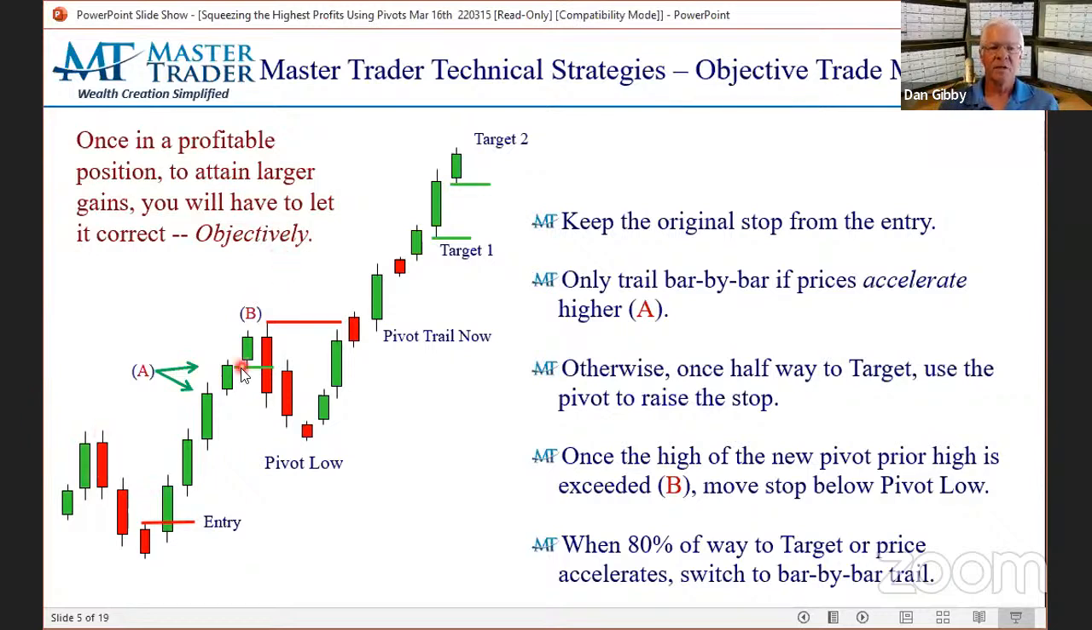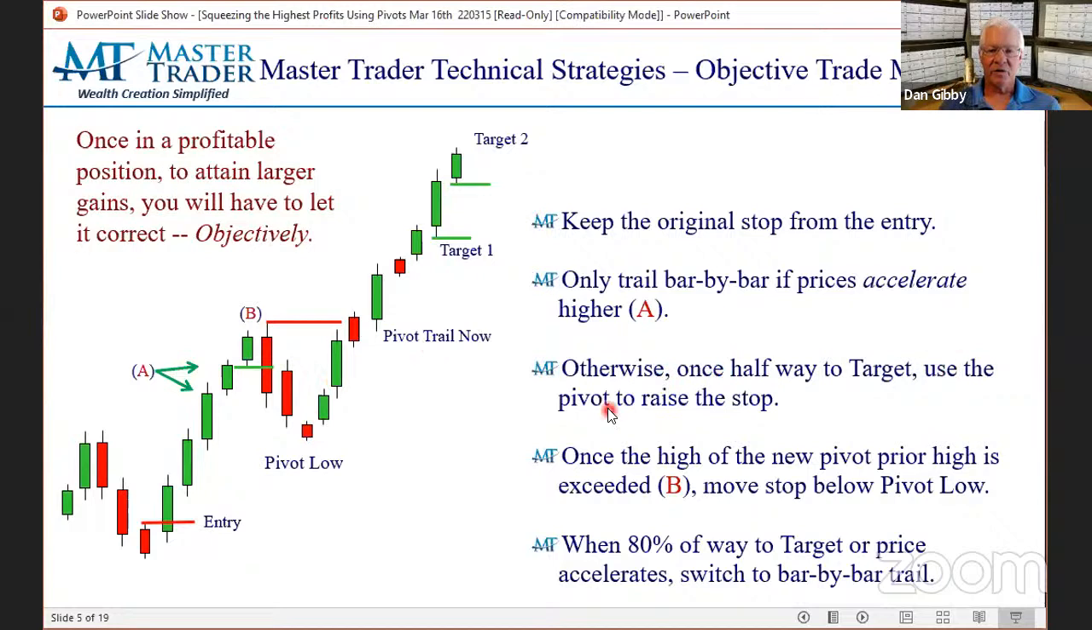It's in an uptrend. So here we got a couple rules for us. Keep the original stop from the entry. That's our entry. Only trail under bar by bar if prices accelerate, meaning they get climactic. Sometimes, Greg, we had one the other day on Halliburton or something. It was an oil stock, and it was a core trade to us, is what I posted. And it just did this, that we took like 25% gains in 5 days. We're like, we're done with this. It accelerated. I don't want to wait for the pullback.